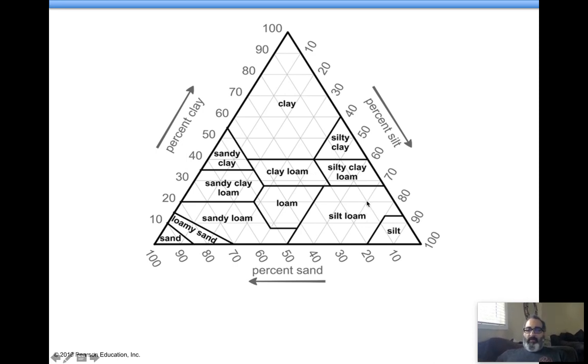So if we're down here, over here, well, this is 20% clay, 70% silt, and 10% sand. And then it would be a silty loam. Ideally, loam is the best. Clay is very sticky. Sand has too many pores. The pores are too big with sand.